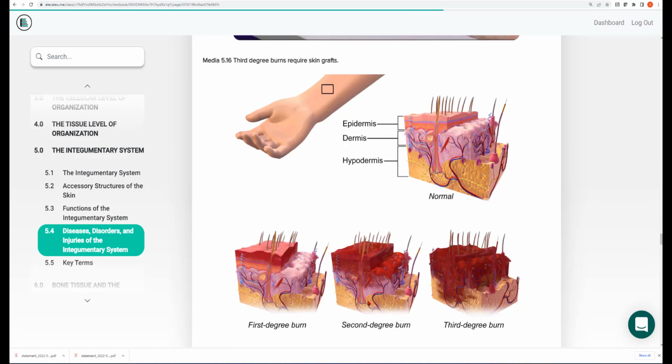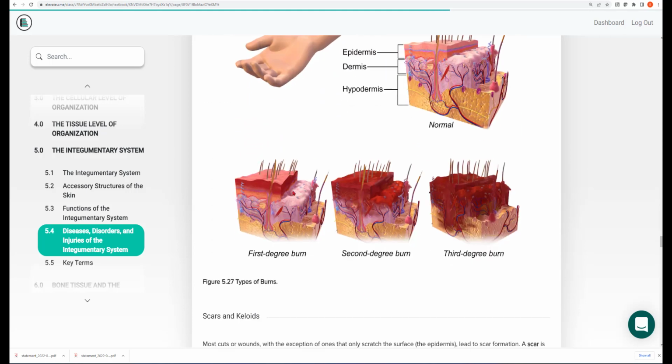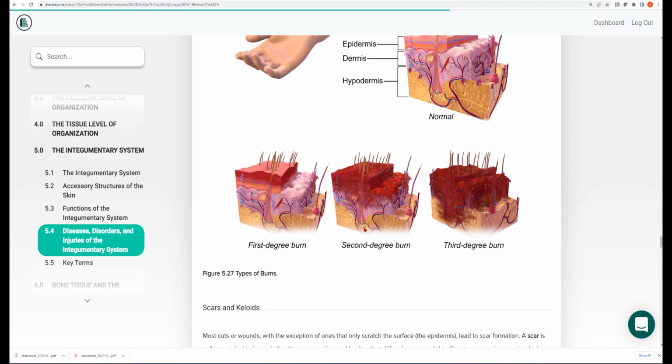So let's take a look at this again. In this picture, first-degree burn. First-degree burn, you are simply affecting a portion of the epidermis. In a second-degree burn, you're burning away the epidermis and a portion of the dermis. In a third-degree burn, you're destroying all of the skin. This is a full thickness wound. First and second-degree burns are oftentimes called partial thickness burns because they don't go all the way through.